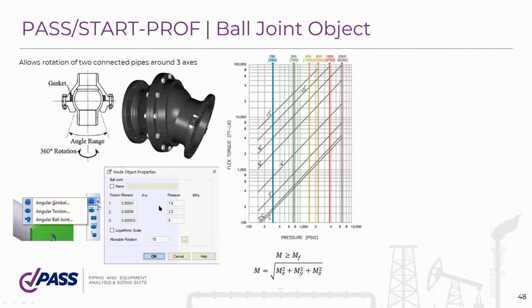You just select this ball joint from the database. All those values will be taken from the database, and then you can just run analysis. START-PROF will automatically calculate the friction moment depending on the pressure value. And after analysis, START-PROF will check the rotation of this ball joint. It should not be greater than the allowable rotation, which is also taken from the database. And the torsional rotation is not limited for this type of expansion joint. For example, the torsion angle is unlimited.